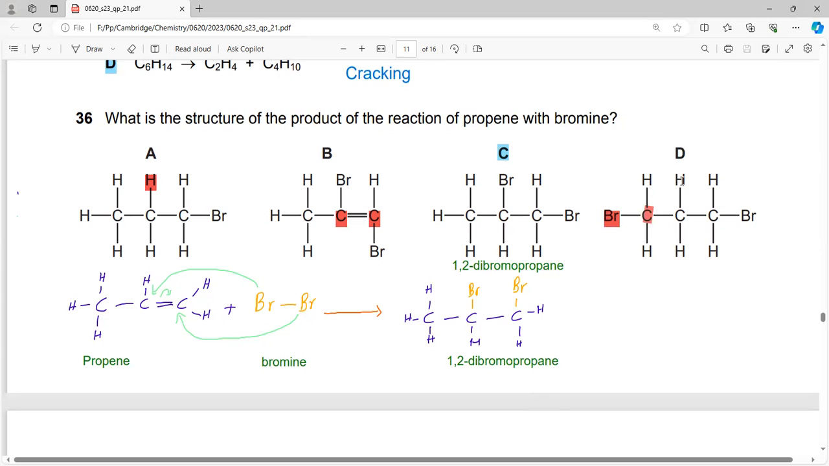Option D is wrong. Why? Because the position of the bromine is wrong here. It is supposed to be on carbon number 1 and 2, which contain the double bond. When the double bond breaks, those carbons, which have a deficiency in their valence shell bonding, will be involved in the bonding. So carbon number 1 and 2 should be involved, not 1 and 3. So that's why D is our wrong option.